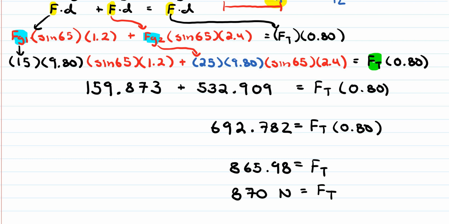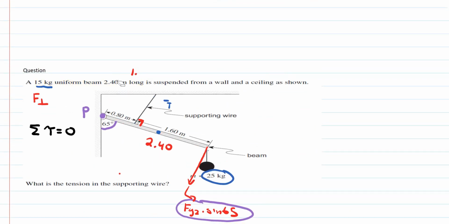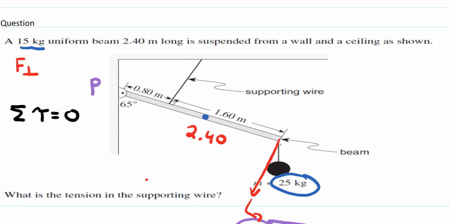Okay, so here's the rest of the solution. If I round this to two significant figures, around 870 newtons would be an acceptable answer, or somewhere around 865.98. So these are all very acceptable answers for this particular problem. Before I finish off, let me go back to the original problem here and erase some of these colors.